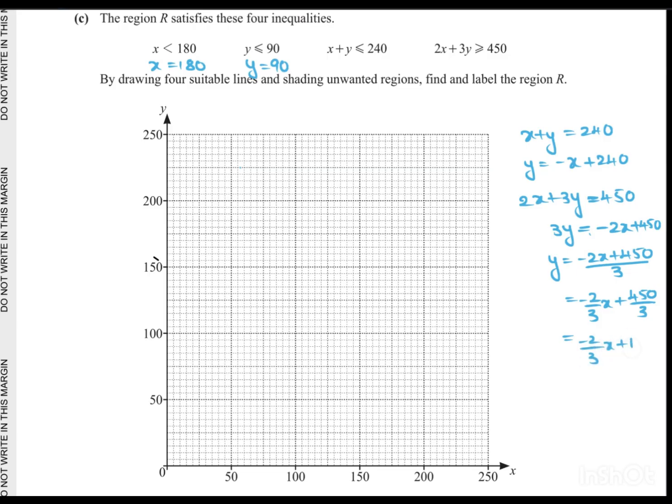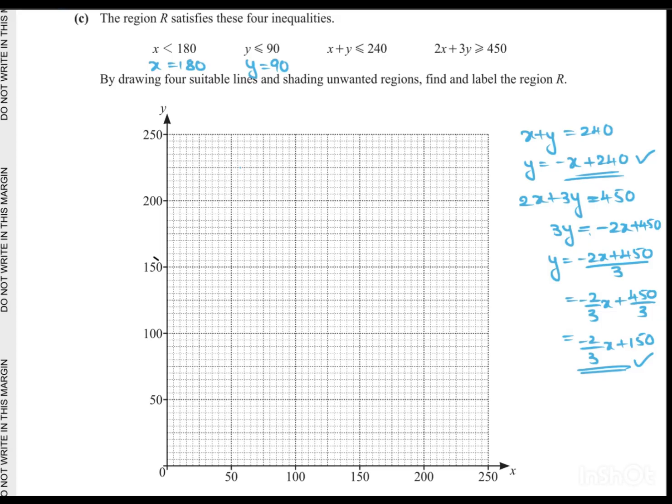If I cancel, 3 times 150 will be 450. If you want, you can check in the calculator. So this is in mx plus c form, and this also is in mx plus c form. Here m is minus 1 by 1 and here m is minus 2 by 3. We got all the equations. Now we will draw the lines.